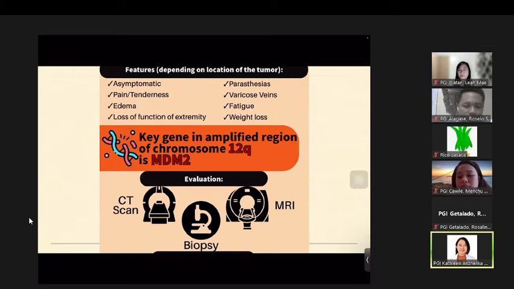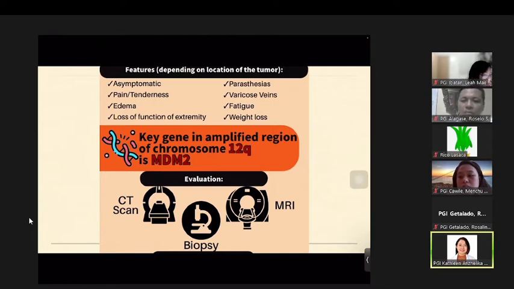These symptoms include pain or tenderness at the site, edema, loss of function of the extremity, paresthesias, varicose veins, fatigue, and weight loss. Nausea and vomiting can also happen. Liposarcoma of the retroperitoneum can grow undetected until late stages due to the obscurity of the symptoms. For physical examination, usually we can palpate a non-tender mass depending on the location. Patients who present with retroperitoneal disease may present with diffuse abdominal distension.